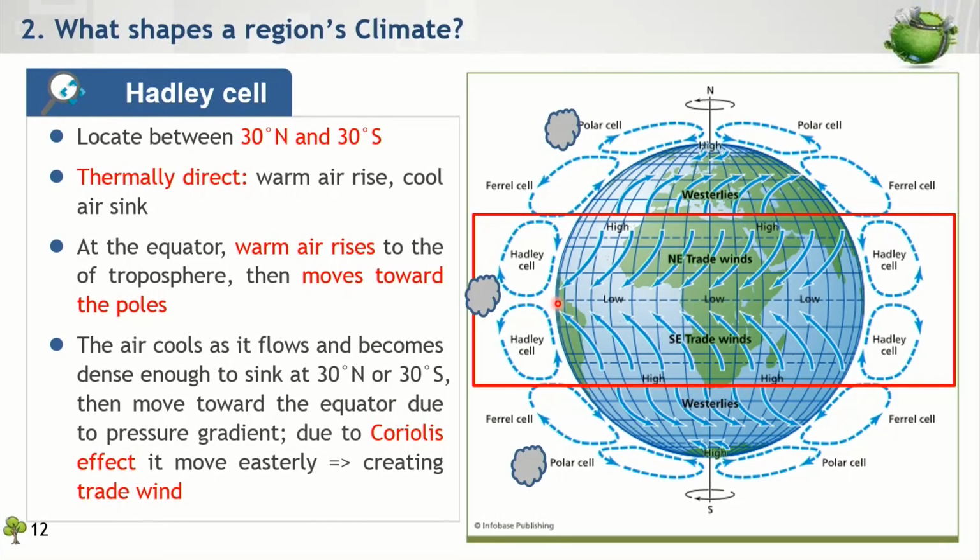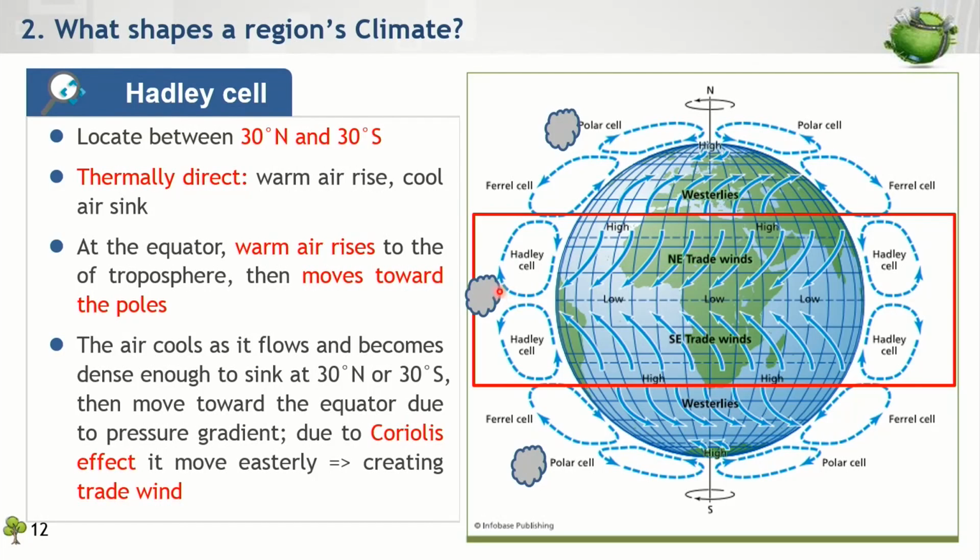So particularly in the Hadley cell, the sun heats up the air along the equator region, making the air at the equator at ground level become warmer than at the layer above it. This creates the temperature gradient between ground level air temperature and air temperature at the higher latitude. Because warm air is lighter, it begins to rise and move up until it reaches the top of the troposphere, where the temperature gradient is no longer significant.